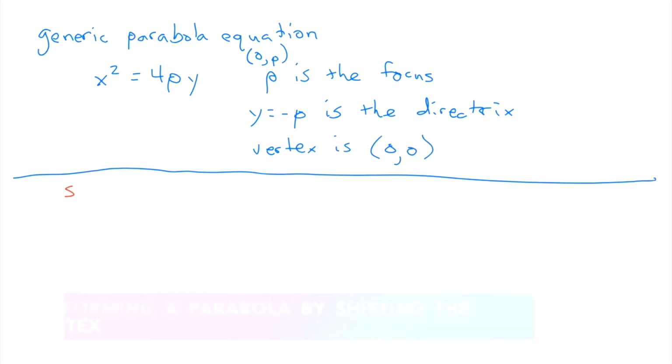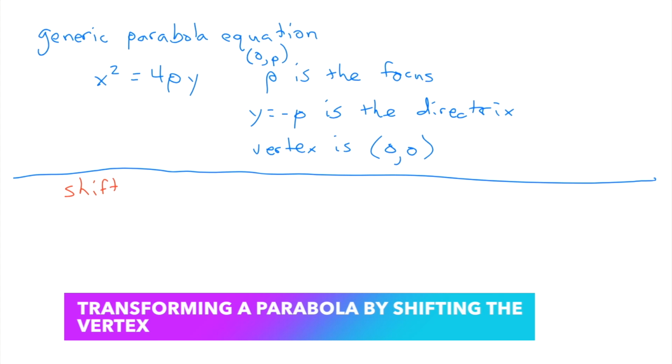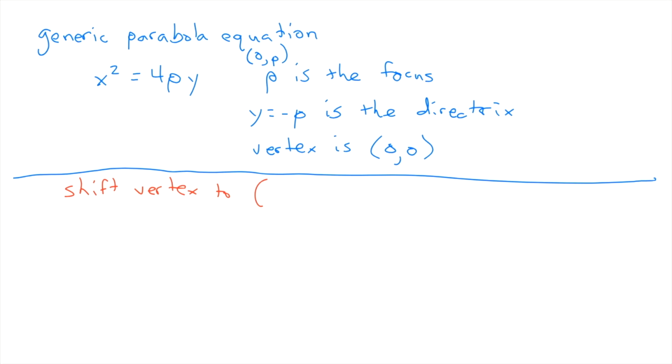Cool. What are we going to do? We're going to shift the vertex to some other point. I need a generic point. What did we call it in chapter 4 when we shifted stuff? I'm going to shift it to h, k.